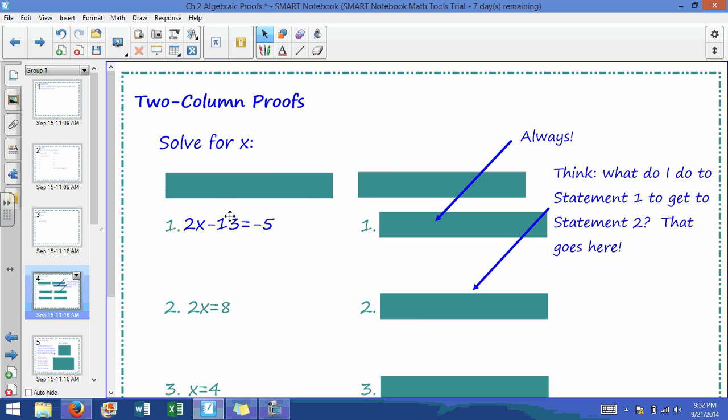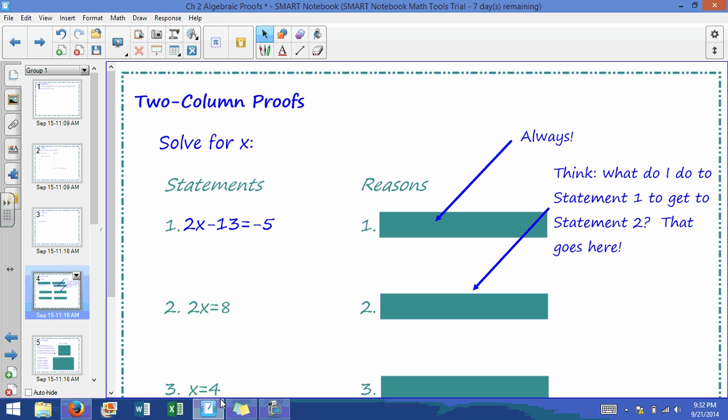What I actually did is, in a two-column proof, I performed what are called the statements. The two columns, there's the statements and the reasons. The statements are the part that's actually the math. Okay, this is what you actually did. The reasons is the thought process that goes behind it.